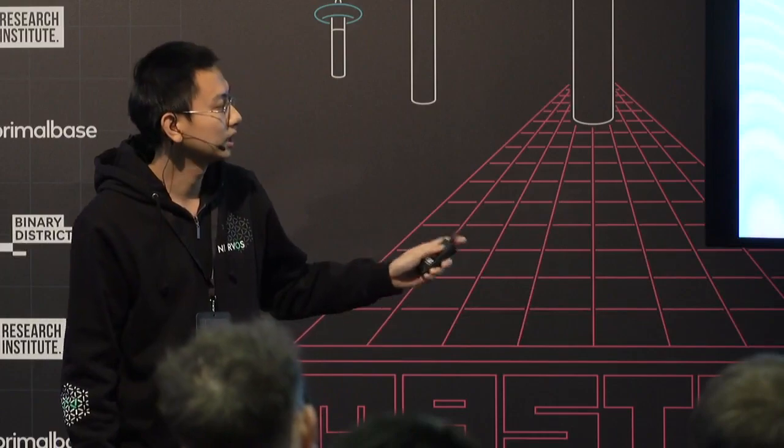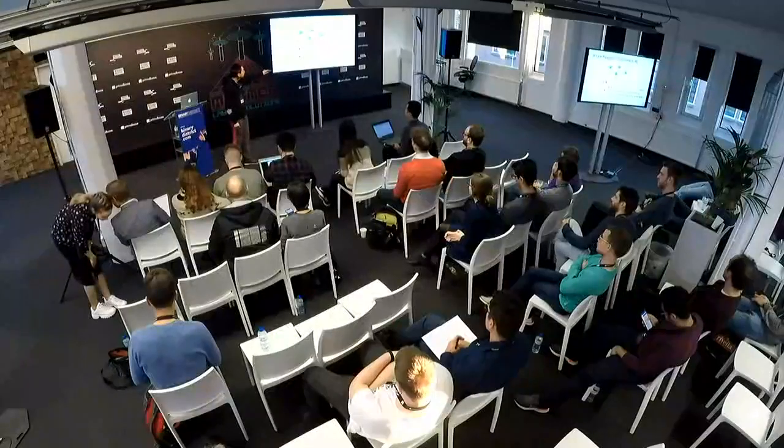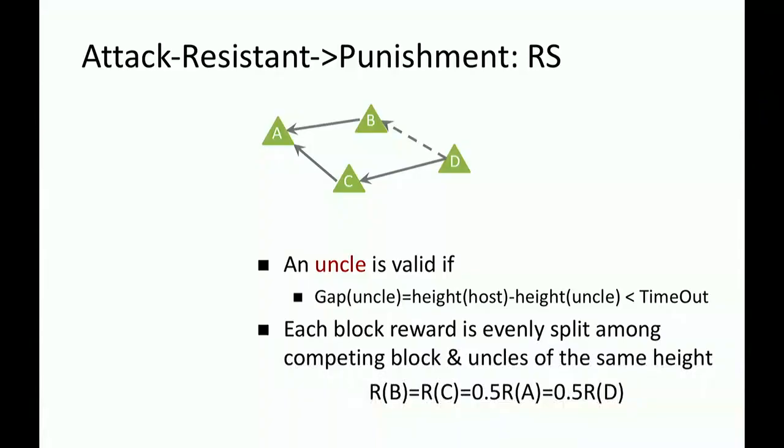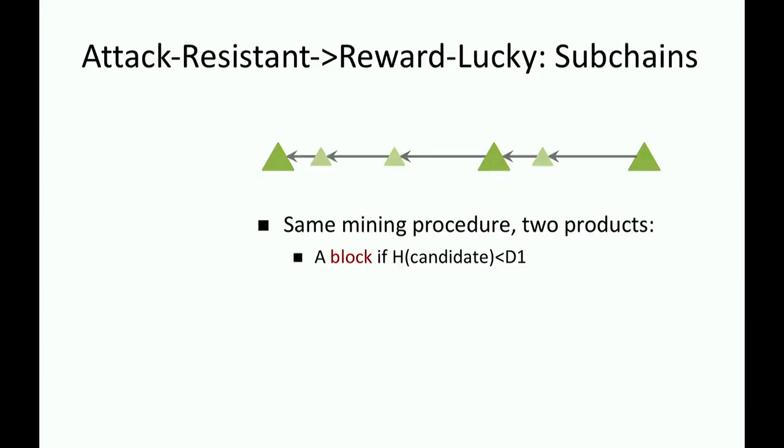And each block reward is evenly split among the competing blocks and uncles of the same height. For example, in this graph, block B and block C each receive half of a block reward, and A and D receive full block rewards. Is that clear? Okay. And the last one is subchains, thanks to Dr. Peter Reason.